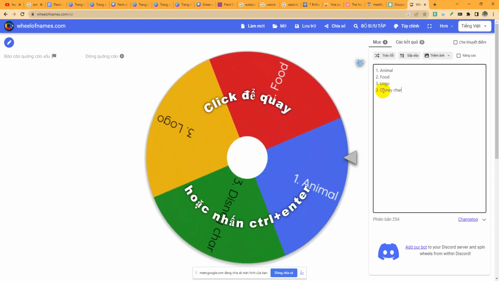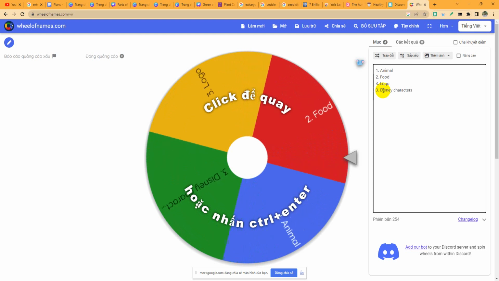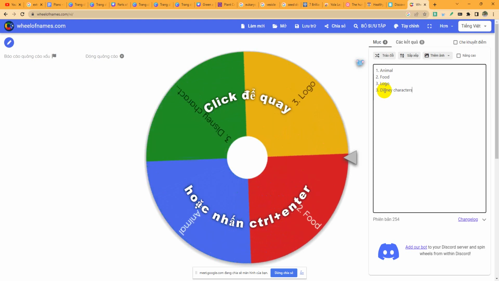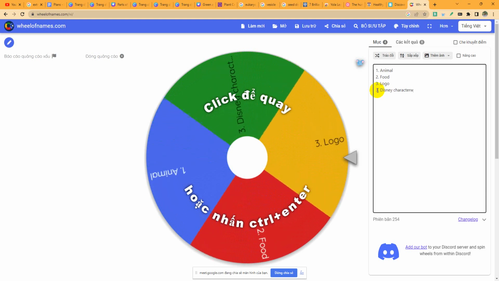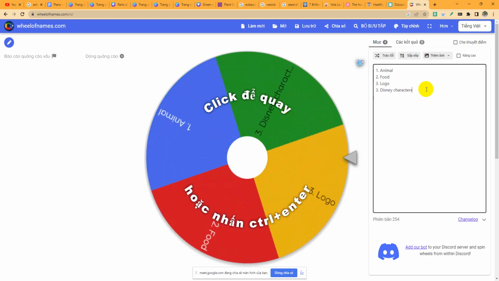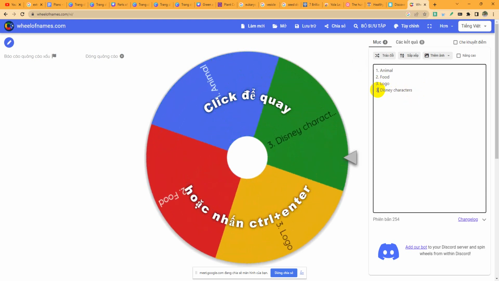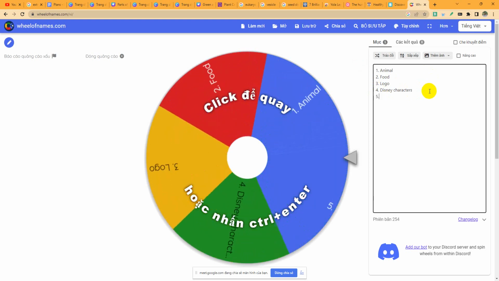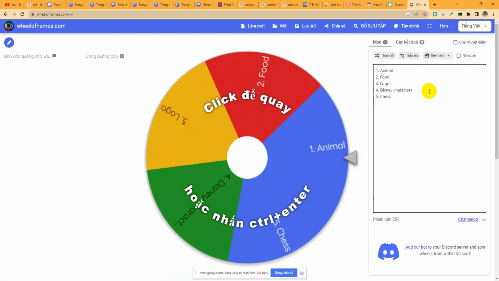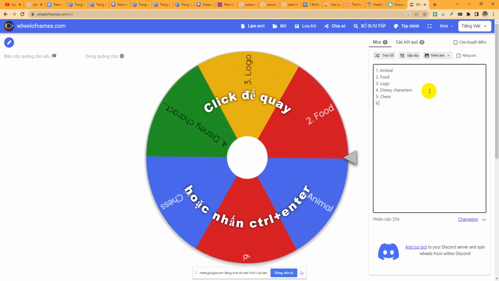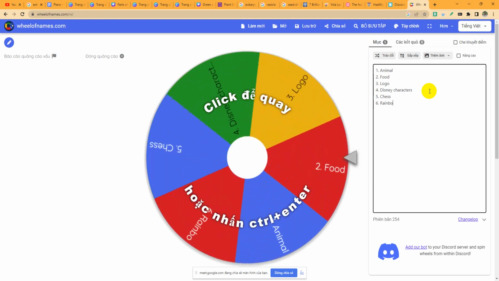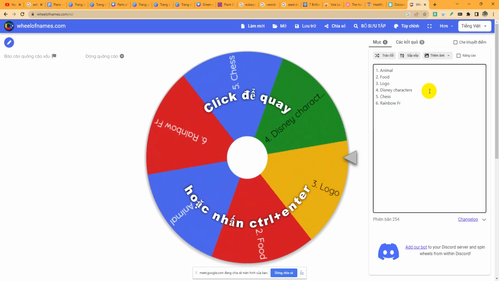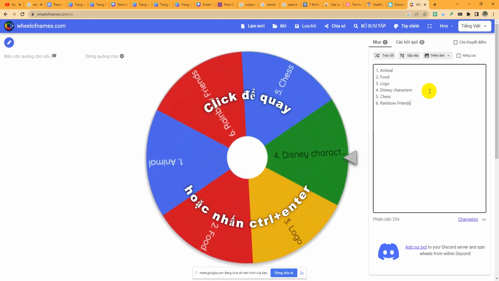Minecraft. Rainbow Friends. Oh wait a minute, the maximum is just 5. The maximum is 5. Chess. Rainbow Friends. So the fifth is chess. Somebody suggested that. And we have rainbow friends. Is this the correct way of writing that, or did I mess it up?